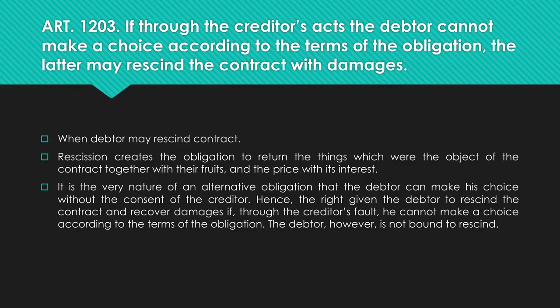Okay? It is the very nature of an alternative obligation that the debtor can make his choice without the consent of the creditor. Hence, the right given to the debtor to rescind the contract and recover damages if, through the creditor's fault, he cannot make a choice according to the terms of the obligation. Parang sinasabi dito na tinanggalan mo ng right kasi si debtor kung nasira mo yung any of the alternative obligation. So the debtor, however, is not bound to rescind. Pwede lang din naman niyang hindi i-rescind yung contract.